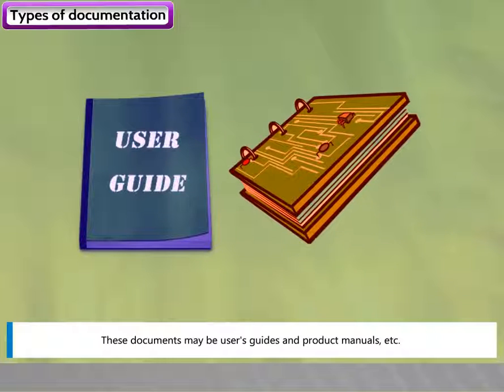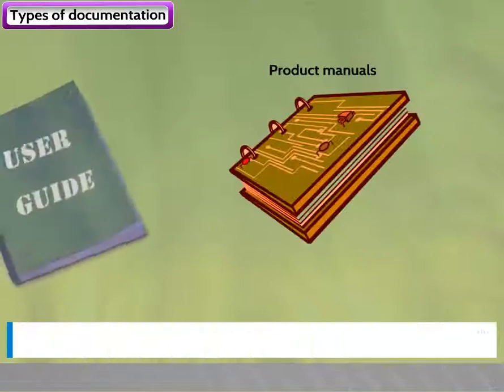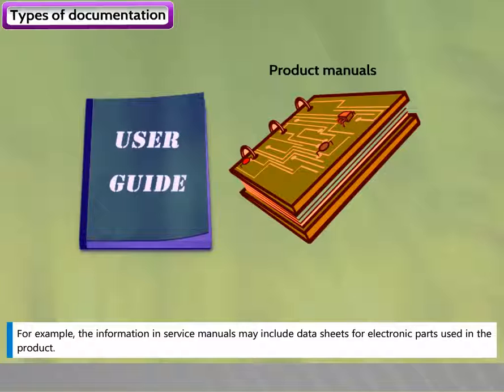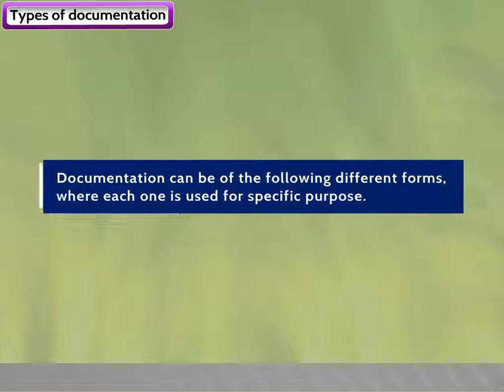These documents may be user's guides and product manuals, etc. For example, the information in service manuals may include data sheets for electronic parts used in the product. Troubleshooting instructions may be pictorial or graphical visualization of expected signal characteristics at specified test points. Documentation can be of the following different forms, where each one is used for specific purpose.